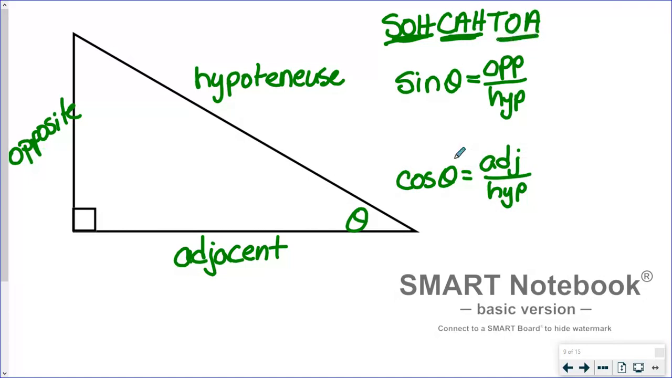And the TOA is telling us that tangent is equal to opposite over adjacent.